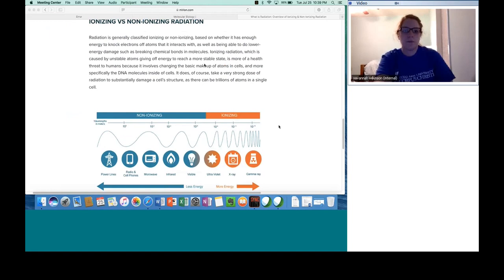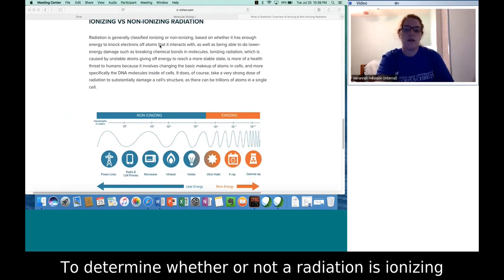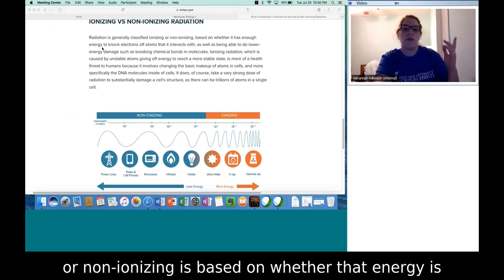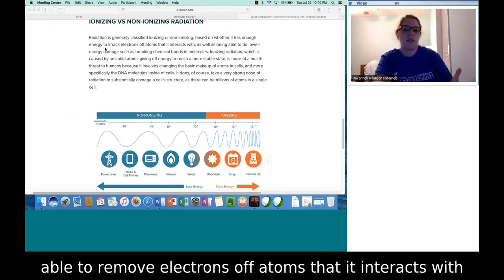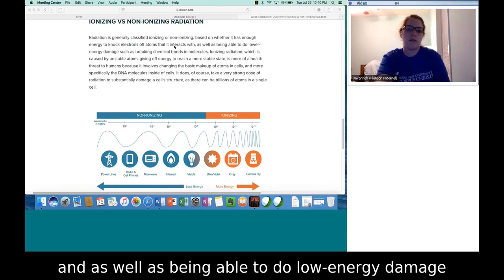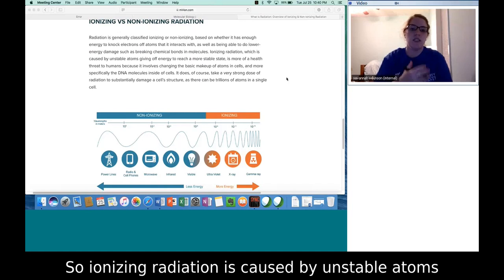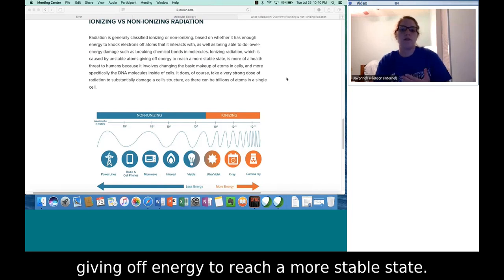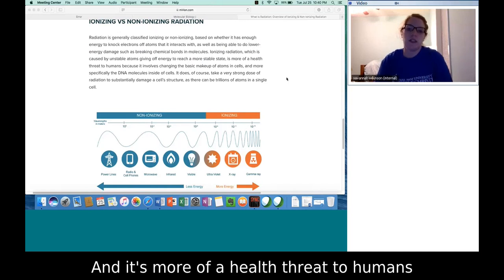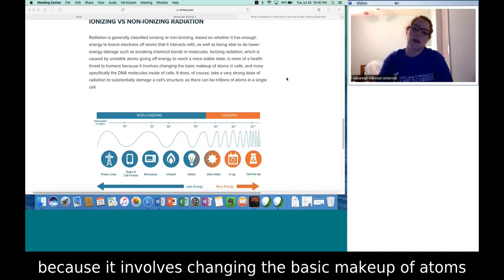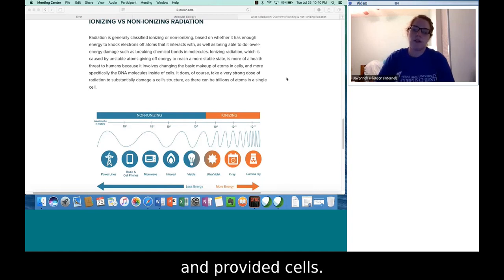So whether a radiation is ionizing or non-ionizing is based on whether its energy is able to remove electrons off atoms that it interacts with, as well as being able to do low energy damage such as breaking chemical bonds in molecules. So ionizing radiation is caused by unstable atoms giving off energy to reach a more stable state. And it is more of a health threat to humans because it involves changing the basic makeup of atoms and cells, and more specifically the DNA molecules inside of cells.